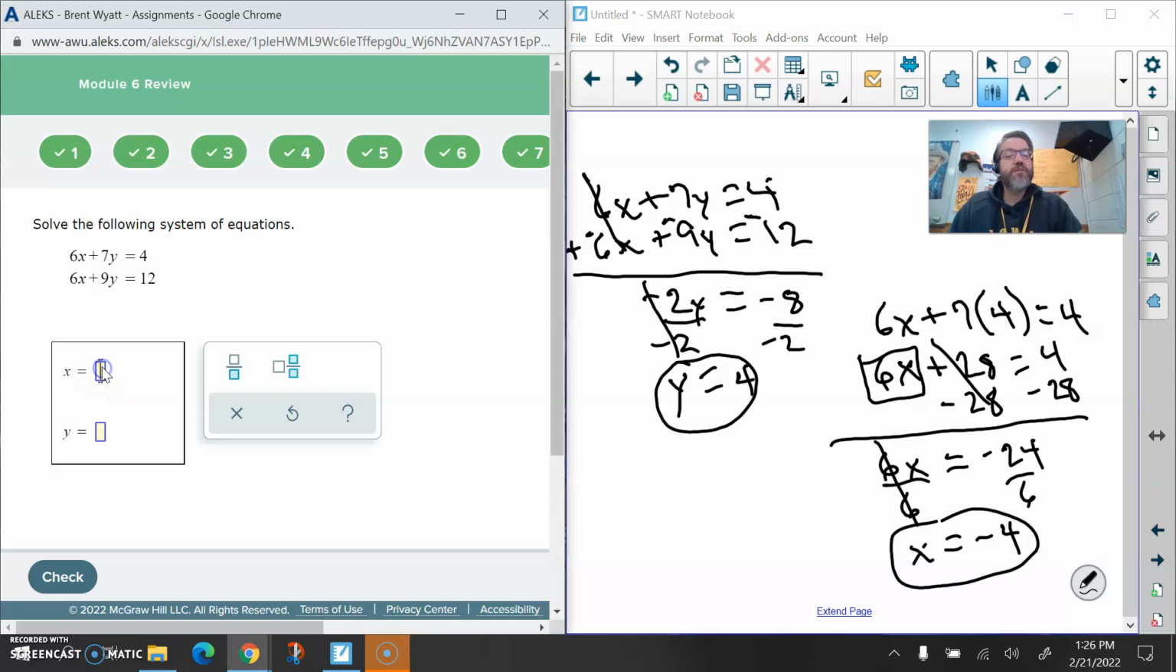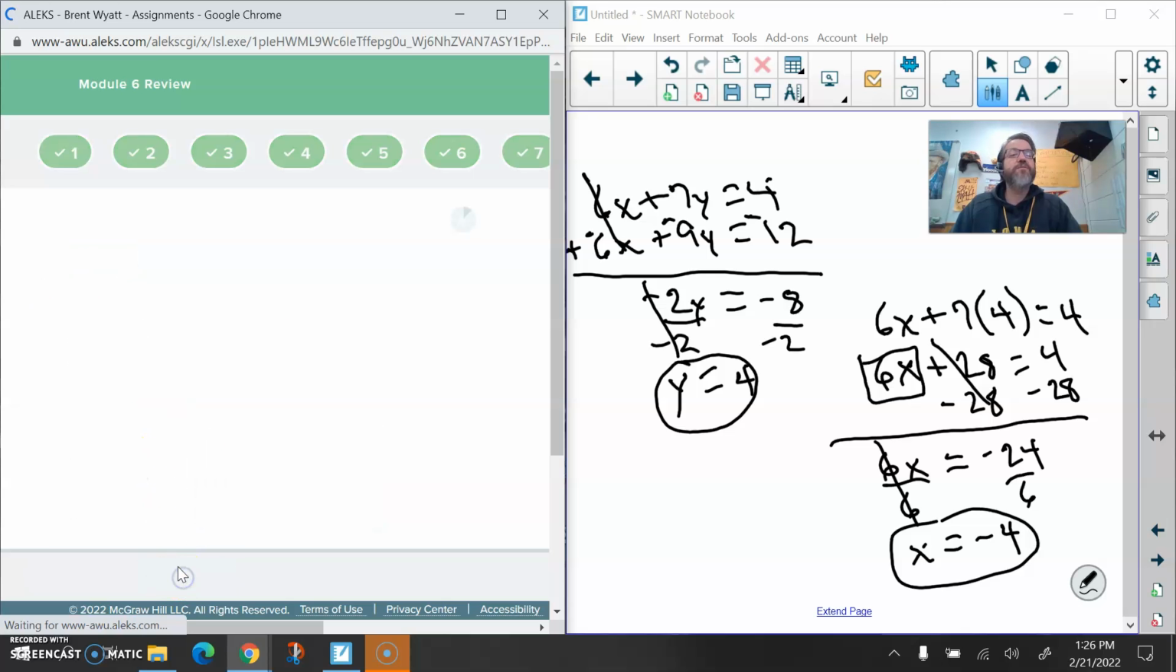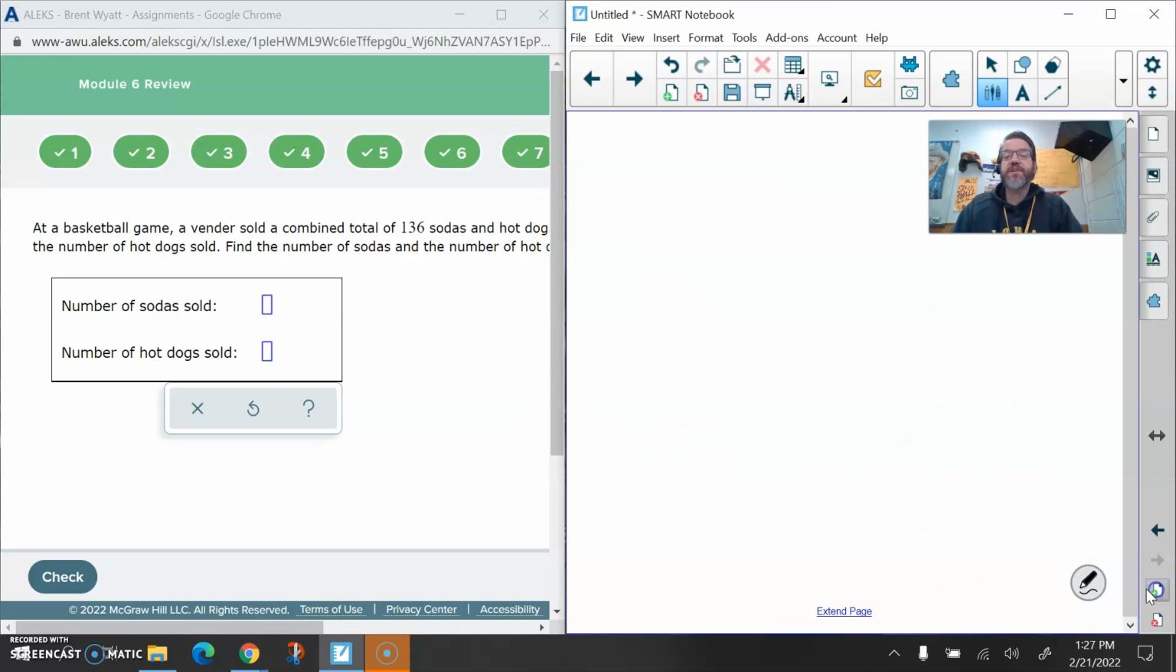Now put those in over here. -4 for x, +4 for y. And then I click check. And sure enough, it is correct. So I'll click continue. And this should bring us to number 10, which is a word problem. And I don't want you to get scared by these word problems. They really aren't too bad. You just have to figure out how are you going to write equations for this situation.